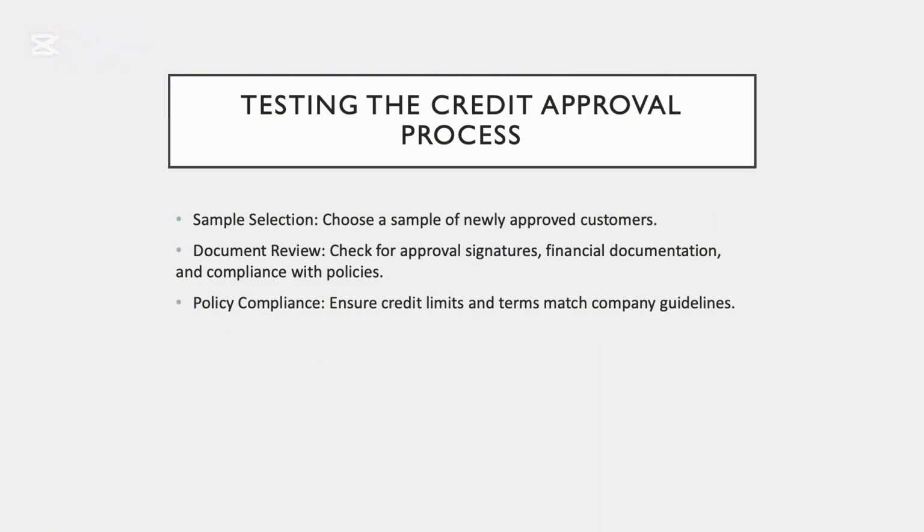Let's start with the credit approval process. To test this, we'll select a sample of customers who were granted credit during the year. We'll review their approval documents to ensure they meet the company's criteria. For example, did the customer provide financial statements or bank references? Was a credit limit approved by the right person? We'll also check if the approval aligns with the company's policies.